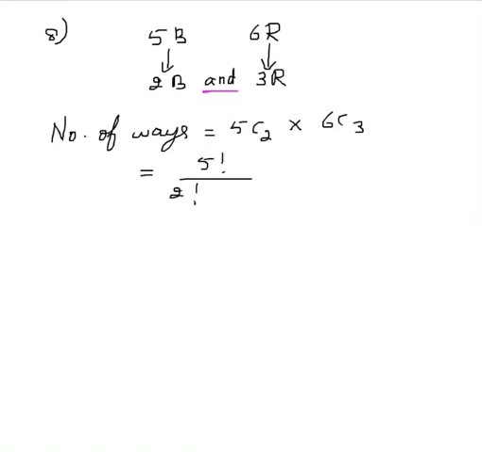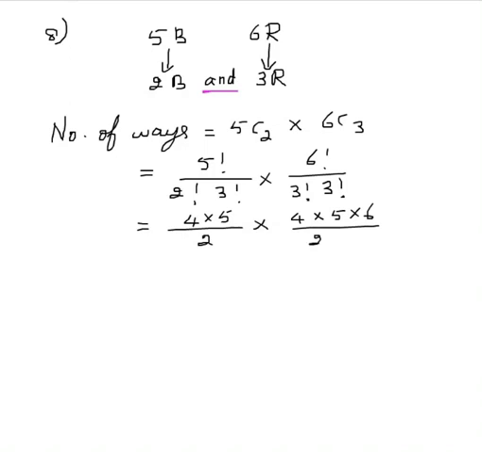5 factorial divided by 2 factorial times 5 minus 2 is 3 factorial, multiplied by 6 factorial divided by 3 factorial times 6 minus 3 is 3 factorial. Let us cancel 3 factorial from 5 factorial. 4 times 5 divided by 2 factorial is 2. Cancel 3 factorial here. 4, 5, 6 divided by 3 factorial is 2 times 3. The answer is 200.